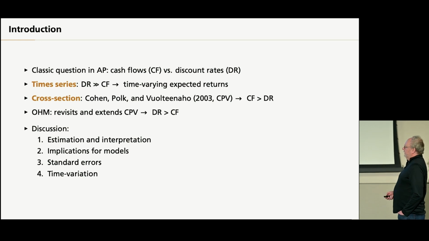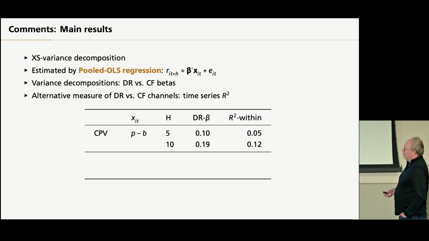I'm going to divide my discussion into these four points. Hopefully I'm going to get to the end, but we'll see. In terms of estimation, you can show that the variance decomposition is equal to some regression coefficients. And this can be estimated by a pooled OLS regression. So we regress future returns on past variables, right? These betas have the interpretation of variance shares, okay?